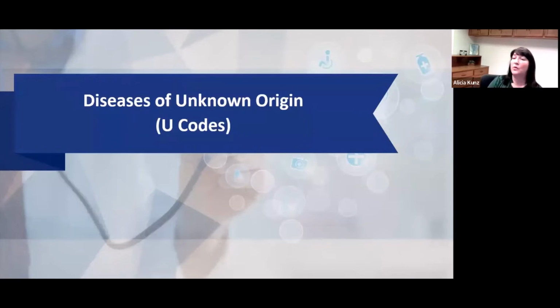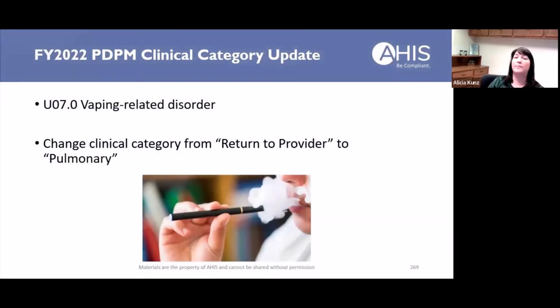These are codes that start with U, which we have never had until, lucky us, we live in the time of a pandemic. We now have U codes for that. So at the same time they gave us the one for COVID, they also gave us this vaping related disorder, which is also relatively new. And one of the things that they've done with vaping related disorder is they've changed the clinical category. The clinical category used to be return to provider, and now they've moved it to pulmonary.